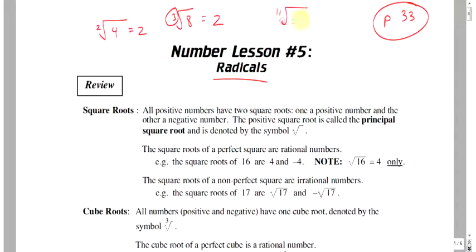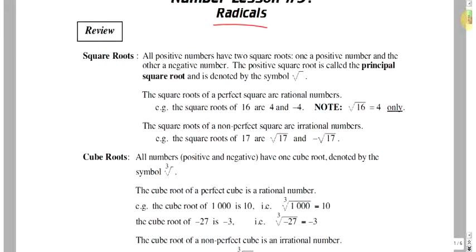I can do the 11th root of I don't know what. Okay? I don't know what number multiplied by itself 11 times would be x, but it exists. Okay? Square roots. This is the one we're familiar with.